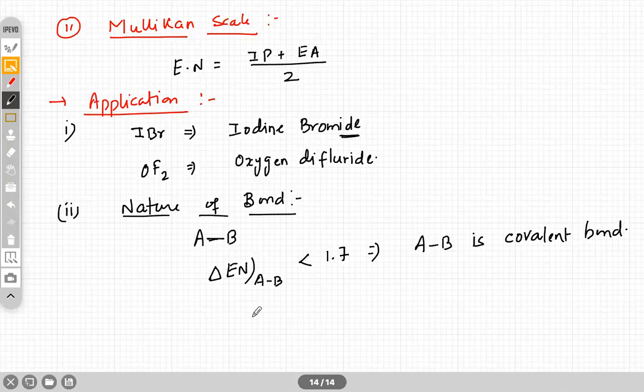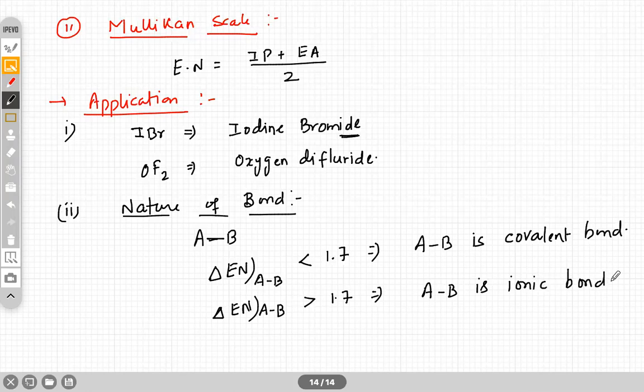Right? If it is more than 1.7, then this bond is an ionic bond. Covalent bond, ionic bond. Okay.